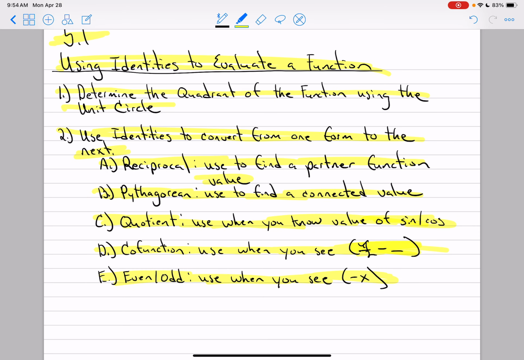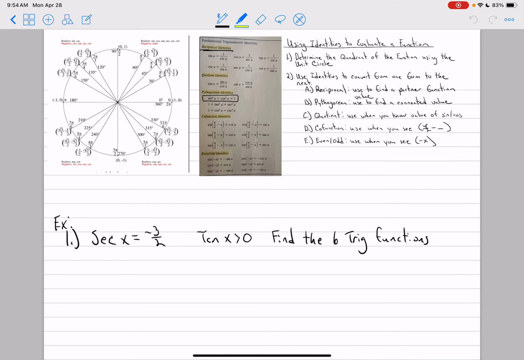Now let's put this stuff to work. Let's actually do number 1, which is right here. So number 1 says, all right, I know that the secant of x is negative 3 over 2, and I know the tangent of x is greater than 0. I have to find all 6 trig functions. Notice the things that I have available. I got my unit circle, I'm looking at my identities, and I got my steps, all right?